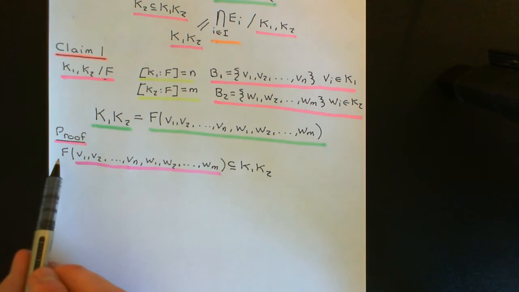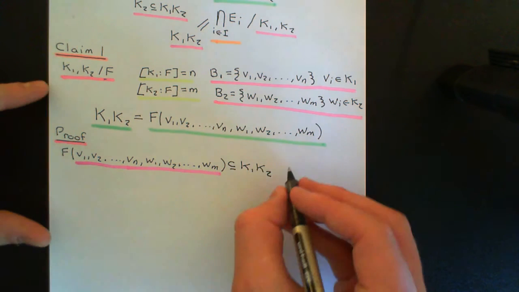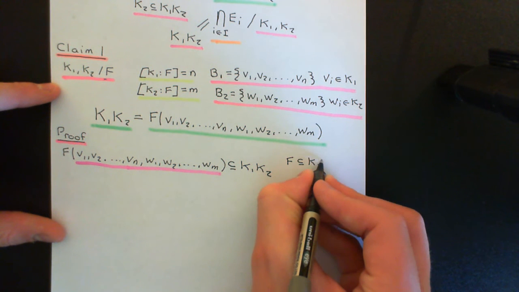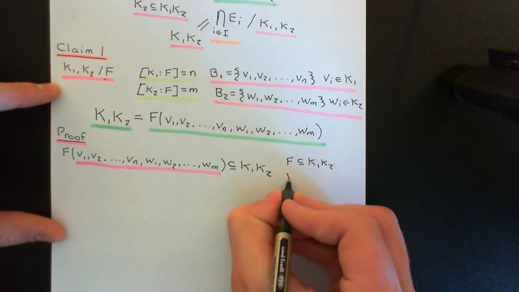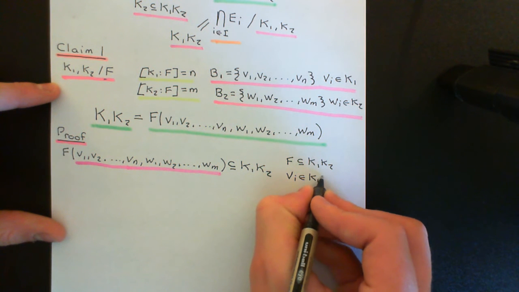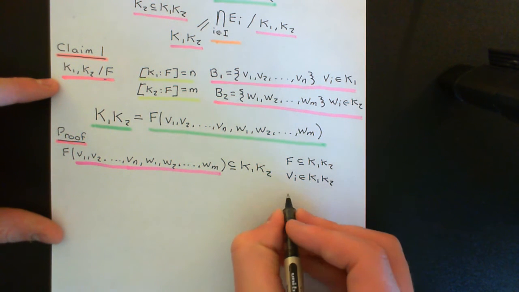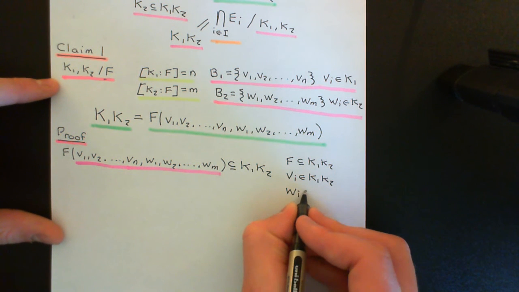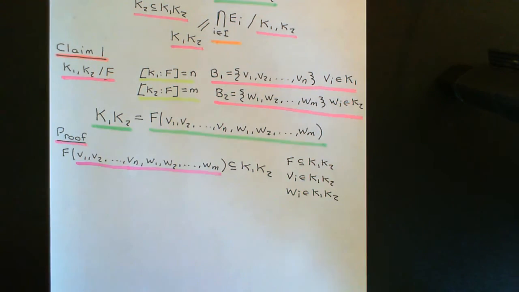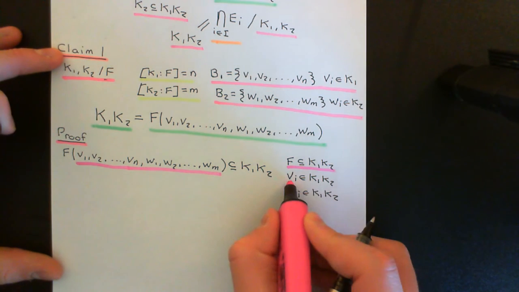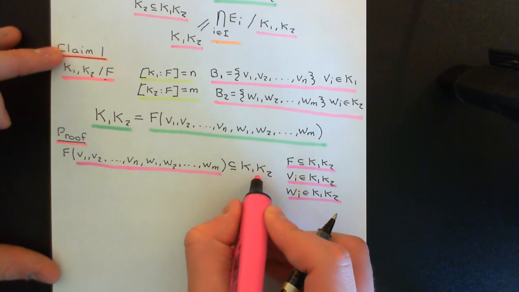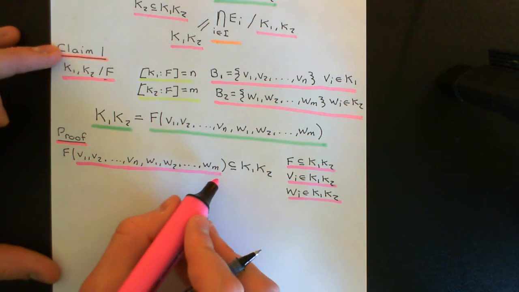Okay, so indeed, this is going to contain F, so I might just write this down. So F is going to be contained within the composite of K1 and K2. All of the Vi's are going to be elements of K1, and all of the Wi's are going to be elements of K2, so they're all elements of the composite of K1 and K2. Okay, so that then means that this is a subfield of L which completely contains F and it contains all of these elements.